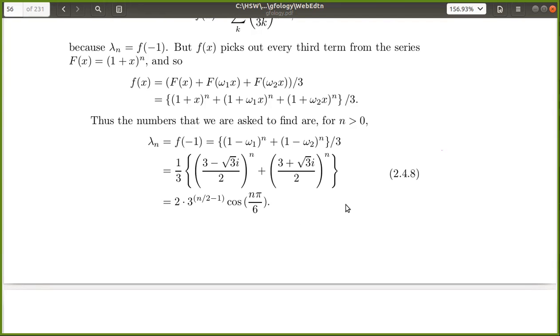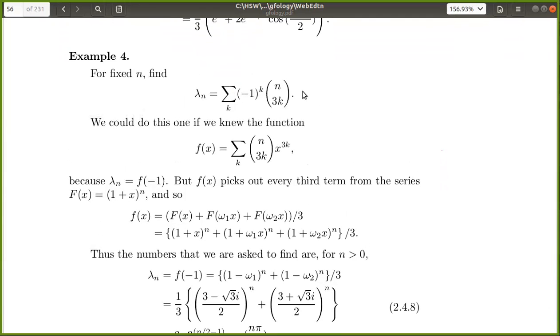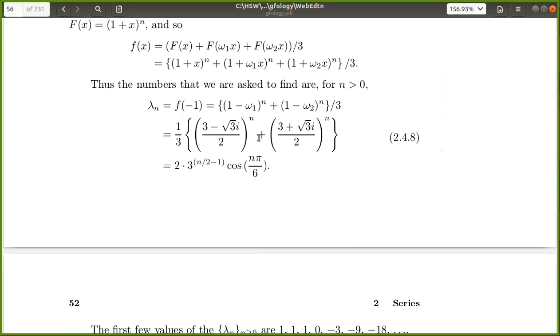So you see how easy it is. Otherwise, at least I don't see a quick way to compute this particular number. But just the little observation that this is nothing but evaluating this particular series at x equals minus 1, and then this particular series is nothing but every third term from this series. Within two lines, you have the answer.